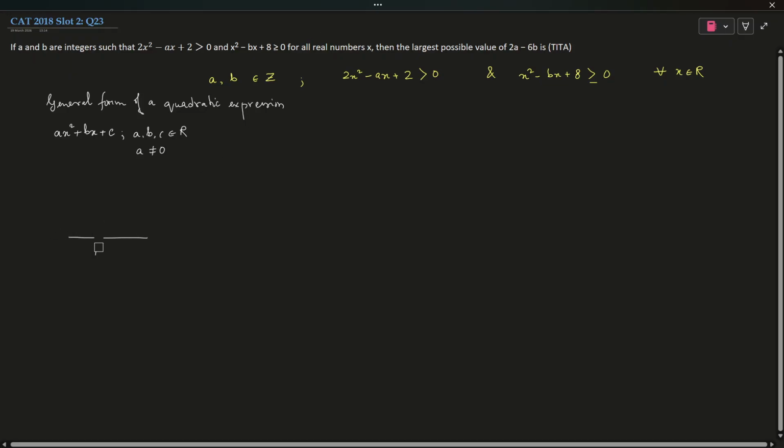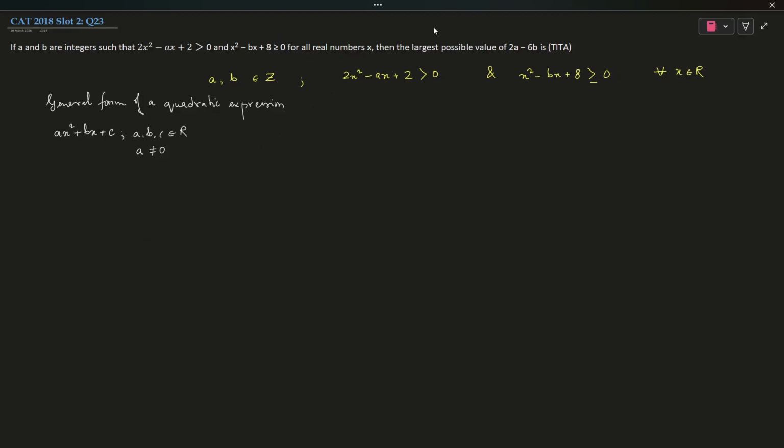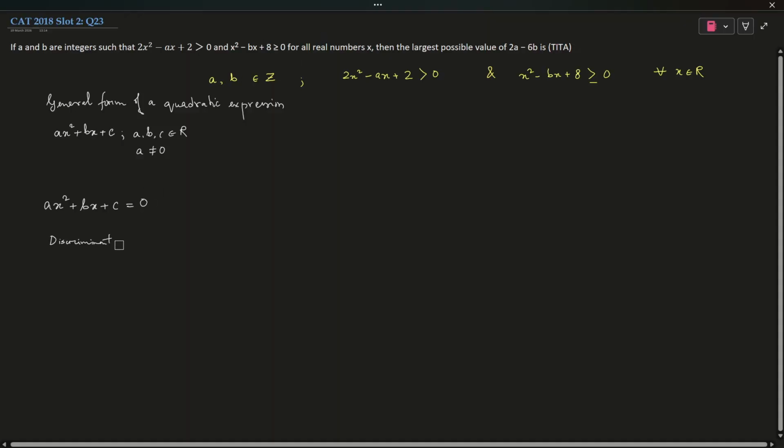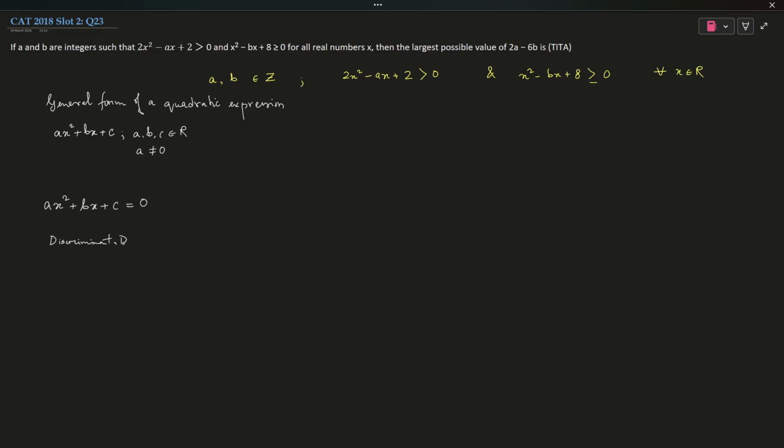Before I draw the graph, let me explain the quadratic equation. The quadratic equation is given by ax square plus bx plus c equal to 0. This quadratic equation can have a maximum of 2 real roots, and the nature of the roots depends upon the discriminant, which is represented by the capital letter D. It is given by b square minus 4ac.